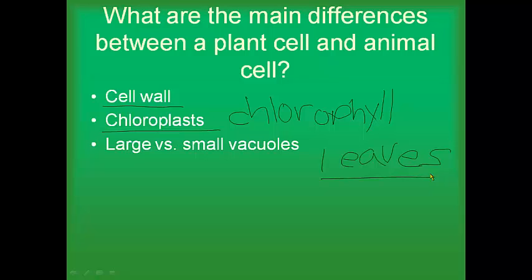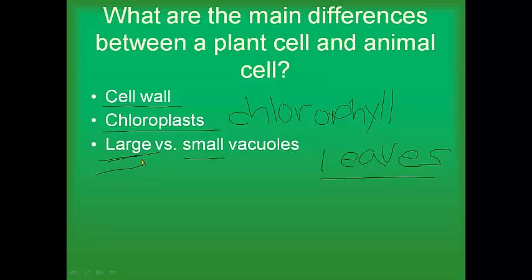Finally, the last thing that a plant cell has that an animal cell does not is very large vacuoles, whereas an animal cell has very small vacuoles. If you think about it, plants need a whole lot of water. That water helps them stand upright. It helps give them structure. They use it to make their food, we're going to find out later. And so they need very, very large vacuoles to hold all that water.